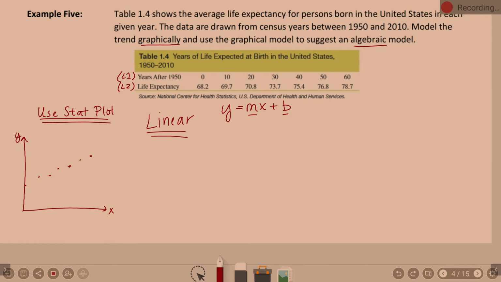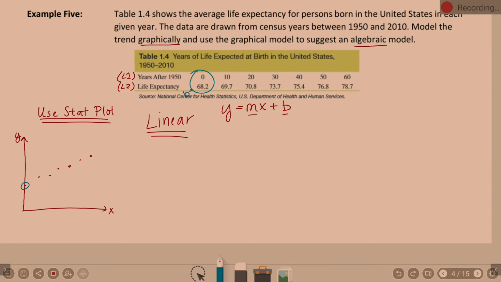Think about this. What is B? It is the y-intercept. Do we have a y-intercept? Oh, 68.2. Are we seeing it? Darn. Okay, so that was interesting. Your y-intercept, we already have it. We already have our y-intercept right there.